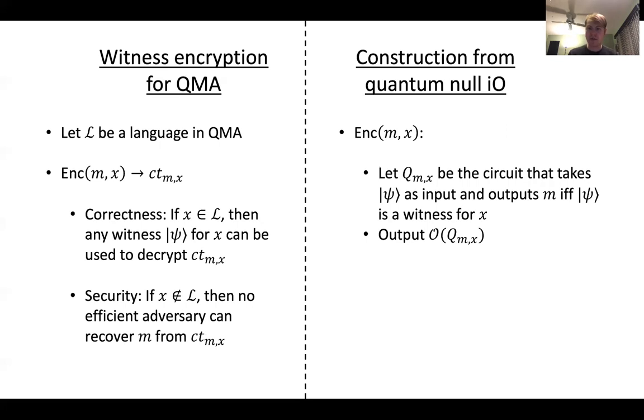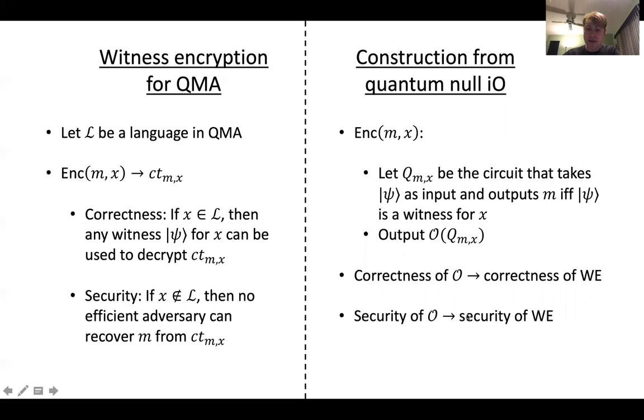Okay, and so why does this work? Well, for correctness, the correctness of our null I/O directly implies the correctness of this witness encryption scheme, because, given a witness, you can run this obfuscated circuit, which will behave just like Q and output M if psi is actually a witness for X. And then security of the null I/O suffices to prove security of this witness encryption scheme, right? Because if X is not in L, then Q is actually a null circuit. So the security of the null obfuscator actually implies that M basically remains hidden in the ciphertext.